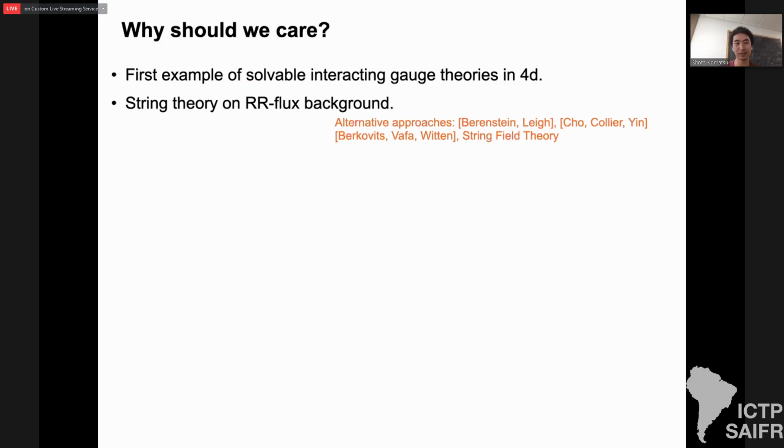So next, let me address this question. Why should we care about solving N=4 super Yang-Mills? The first reason is that it will give the first example of solvable interacting gauge theories in 4 dimensions, which is a great achievement if we succeed. But to me, what's more important is that it gives us a data point about string theory on a Ramond-Ramond flux background.